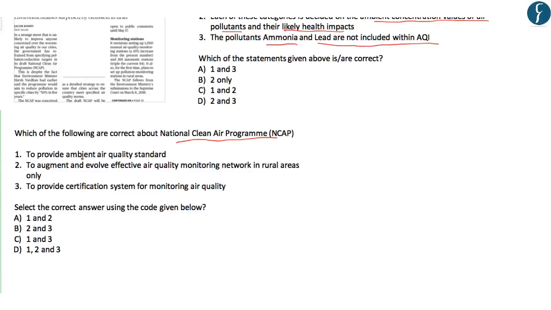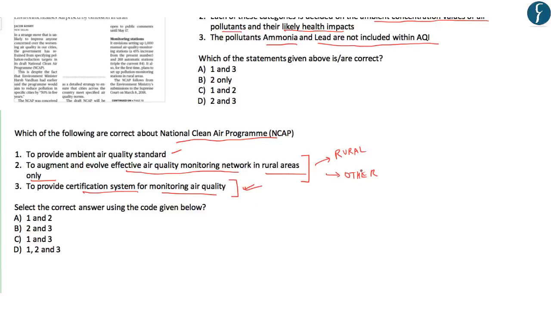First, to provide ambient air quality standard. Second, to augment and evolve effective air quality monitoring network in rural areas only. So we have to check whether this particular National Clean Air Program is only for rural areas or it also applies to other areas. And third, to provide certification system for monitoring air quality. Hence, we also need to know whether this particular statement is correct or not.